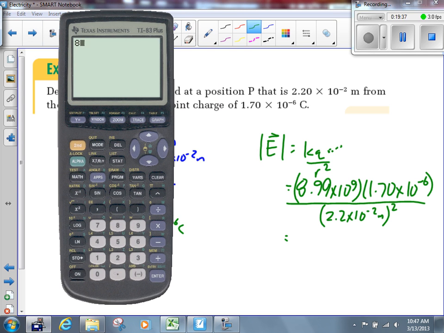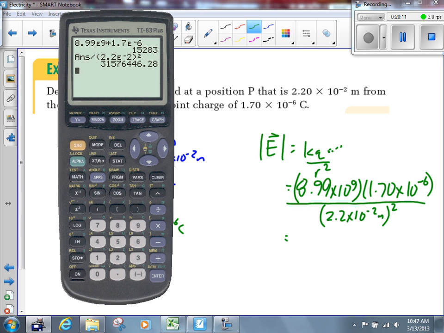Let's do this one as a class here, just to show you a little thing with the bottom here and how you can do that in one step. 8.99 times 10 to the 9 times 1.7 times 10 to the minus 6. Let's press equals, and then let's divide by the denominator. But if you're going to square the denominator all in one step, then let's use some brackets. Let's go 2.2 times 10 to the minus 2, end bracket, and then let's put the square outside the brackets. When we do that, we get an answer of 3.15 times 10 to the something.